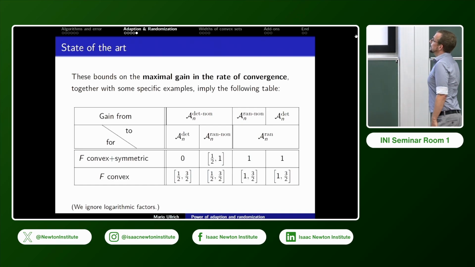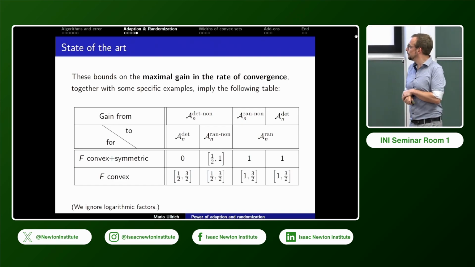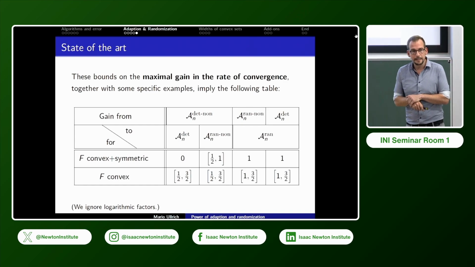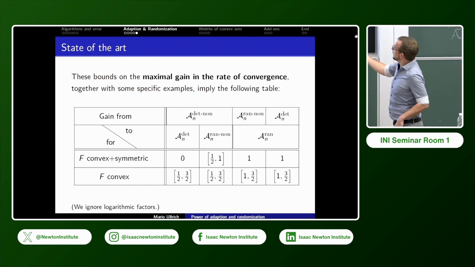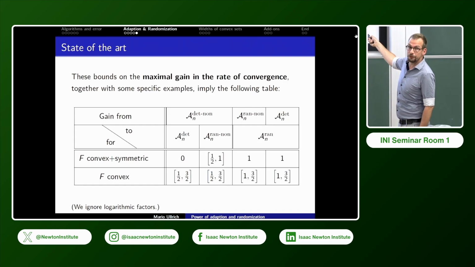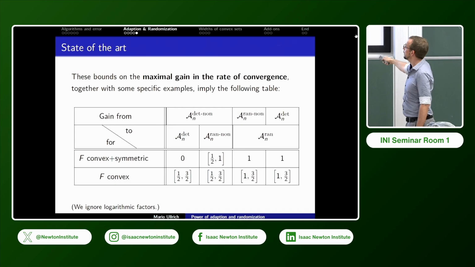Time flies, so let me turn to the table, which shows what we know now. That's the state of the art. This means what is the maximal gain in the rate of convergence you might get if you go from one class of algorithms to another. You will see this table again at the very end, by the way.